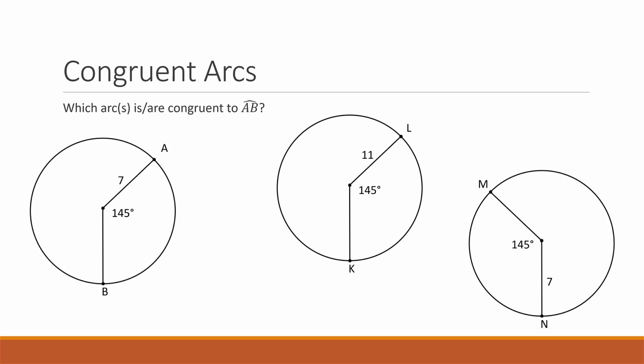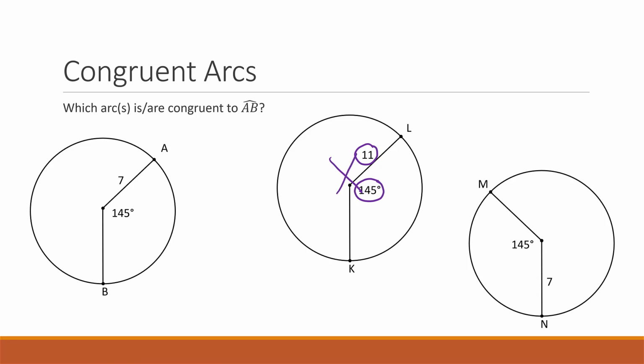Here's a thought process. If I have this circle here, it has a radius of 7 and an angle measure of 145. Which of these arcs is congruent to AB? Remember that congruent means it's the exact same size and same shape. So I need to check all my measurements. This first one has a radius of 11 and an angle measure of 145. These radii aren't the same. This circle's actually bigger, which means the arc is also bigger. So this will not work.